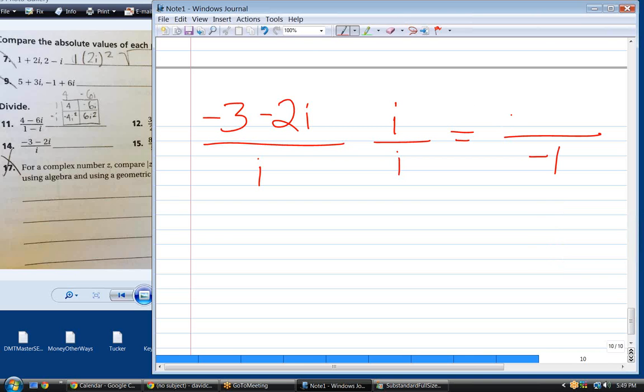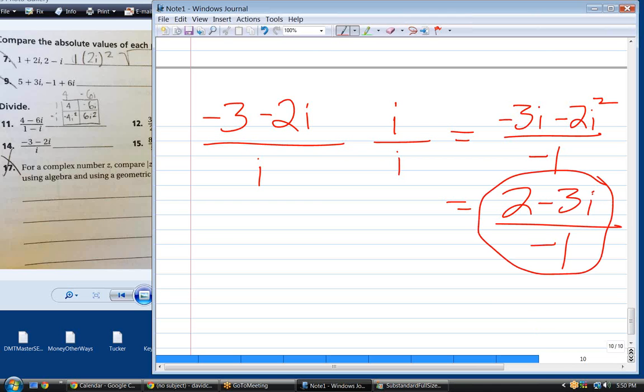What's the numerator? That'd be negative 3 times negative 1, hold on, right? Or would it just be minus 3i? There you go. Minus 2i squared. Simplify that. That'd be negative 3i minus, let's see, negative 2 times negative 1. That would be positive 2. Good. So that would be 2 minus 3i all over minus 1. It's another way to write that, a little prettier form. It's the same as 3i minus 2.